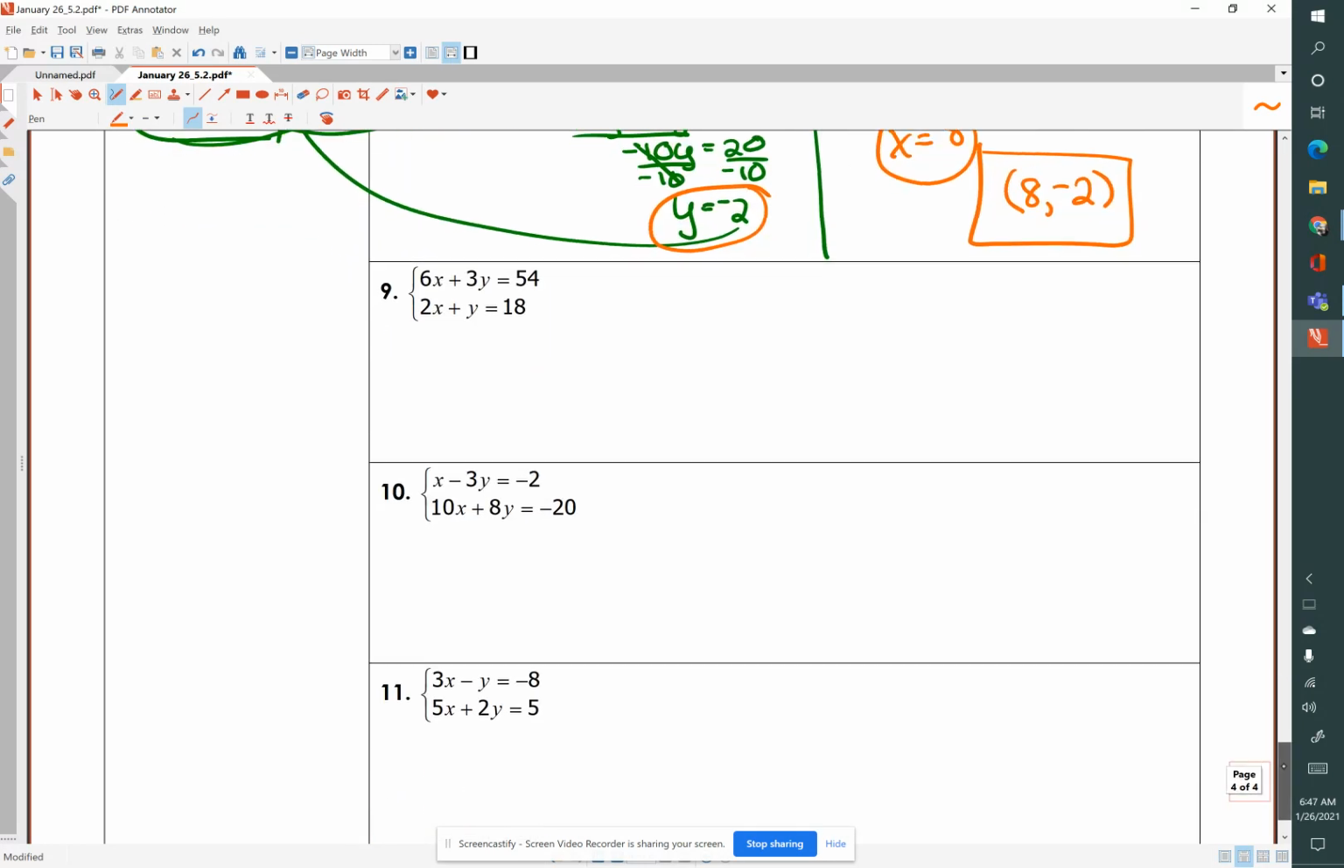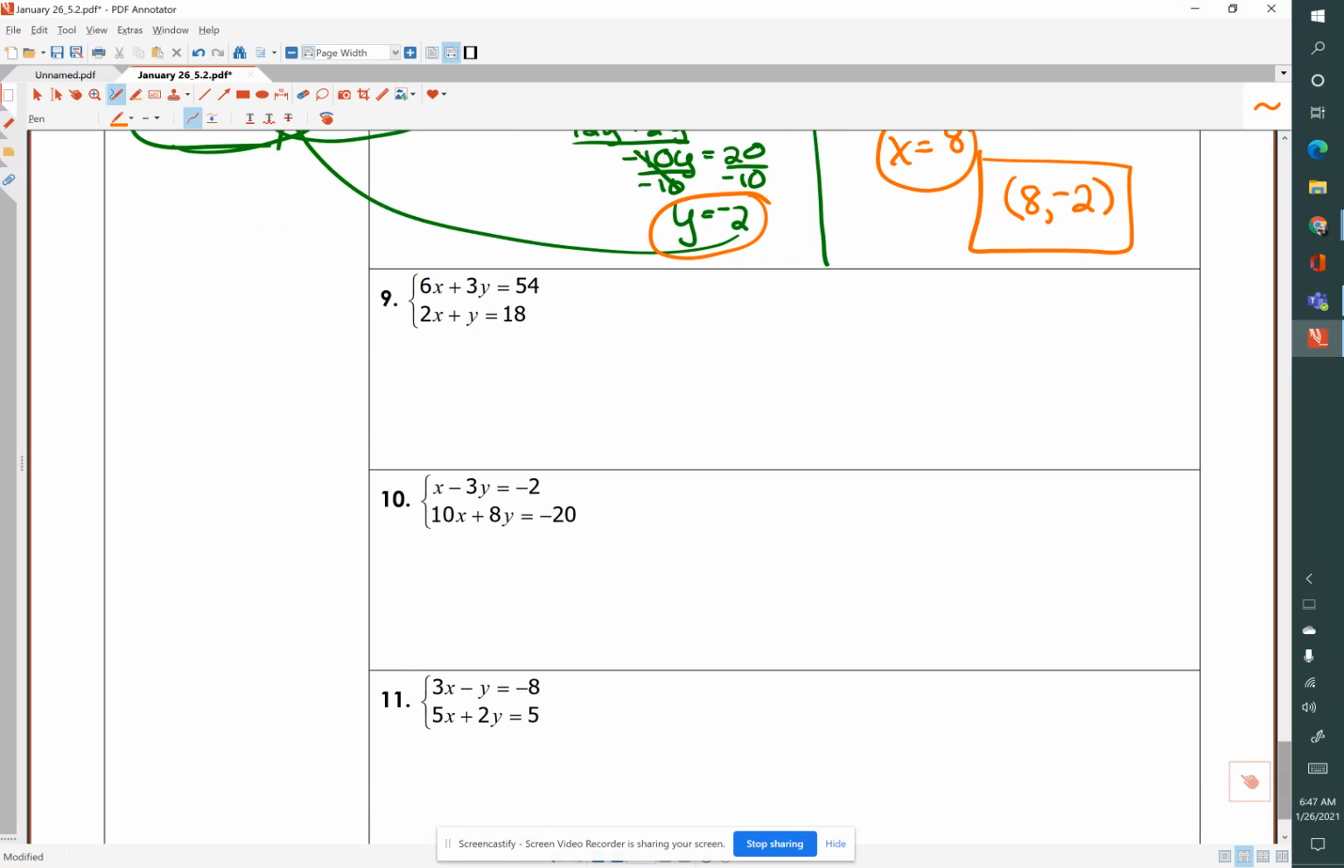Okay, I said we were going to talk about number 9 a little bit. So let's look at this. I'm going to solve the second equation for y. So 2x plus y equals 18. And when I subtract 2x from each side, I end up with y equals negative 2x plus 18. So that's my substitution. I will substitute that for y in the first equation.